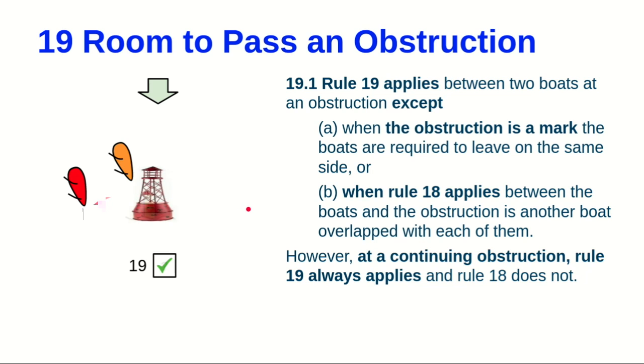Okay. How about if that obstruction is also a mark? Well, that's clause A, when the obstruction is a mark. So in that case, Rule 19 doesn't apply and you'll have to use Rule 18.